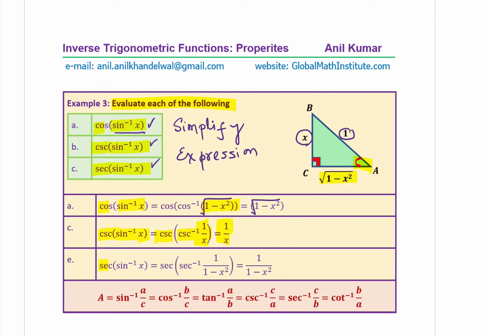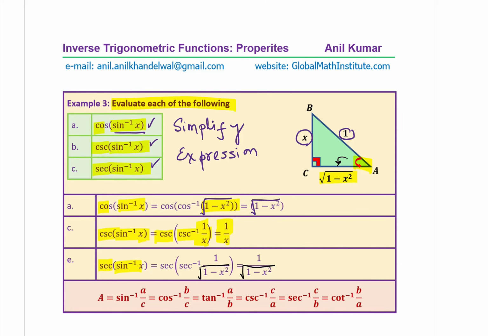Okay, secant of sine inverse x. So if you look into this particular diagram, our triangle itself, to write this as a secant function, we are looking from angle A, the adjacent side is square root of 1 minus x squared. So secant inverse of 1 over square root of 1 minus x squared. So we'll have 1 over square root of 1 minus x squared as the result. So that becomes the solution for this particular case.